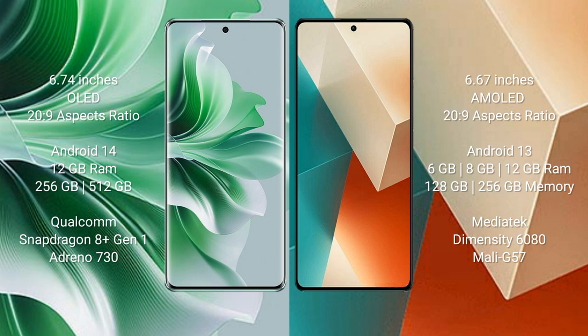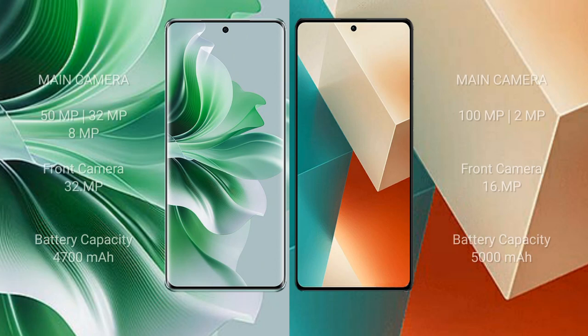Oppo Reno 11 Pro comes with 12GB RAM and 256GB, 512GB internal storage, Qualcomm Snapdragon 8 Gen 1 processor and Adreno 730 GPU. Redmi Note 13 comes with 6GB, 8GB, 12GB RAM and 128GB, 256GB internal storage, MediaTek Dimensity 6080 processor and GPU Mali G6, Mali G56, Mali G57.